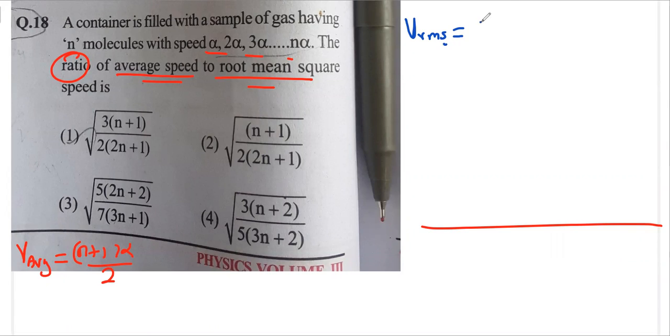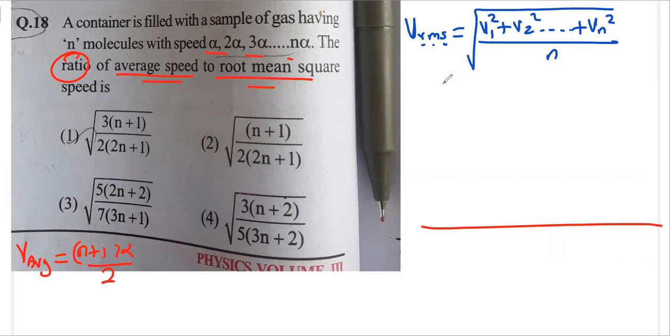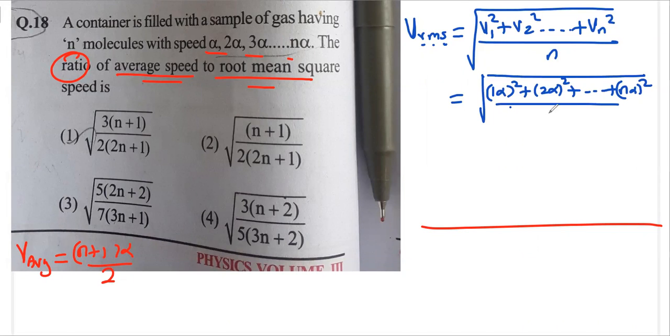First I have to square the velocities, then I have to find the average, then the root. Square, mean, and root. So I'm adding them, dividing by n, then I take the square root. So same thing, I substitute. V1 is 1 alpha the whole square, 2 alpha the whole square, dot dot dot n alpha the whole square, divided by n. So alpha I can take out. So you can see that this is root of 1 square plus 2 square plus dot dot dot n square by n. Again we have a formula for the sum of n square terms.